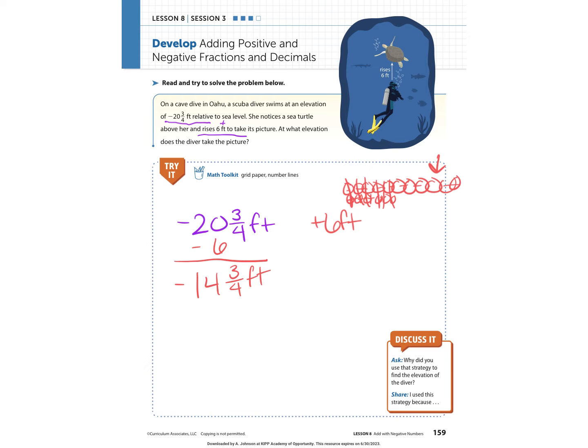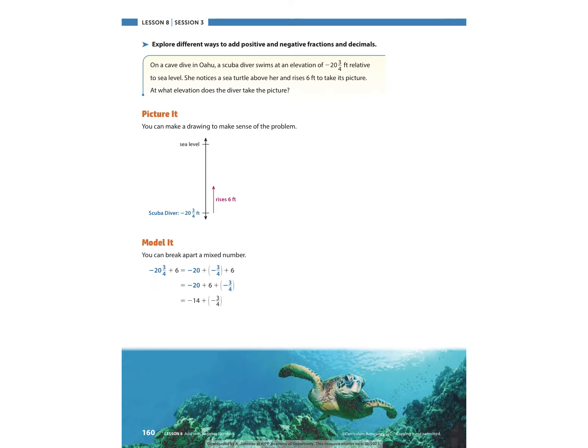So to make sure we fully answer this question, at what elevation does the diver take the picture? The diver takes the picture at negative 14 and 3/4 feet. And that's it for this first question. This page of the packet, again, it's nothing for you to do. It's just showing you different ways to get to the same answer.